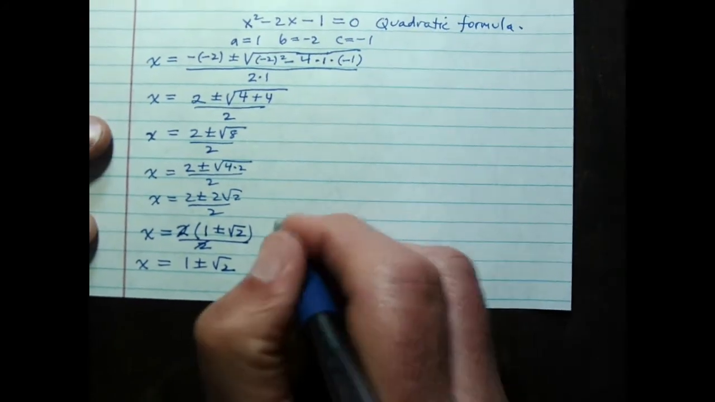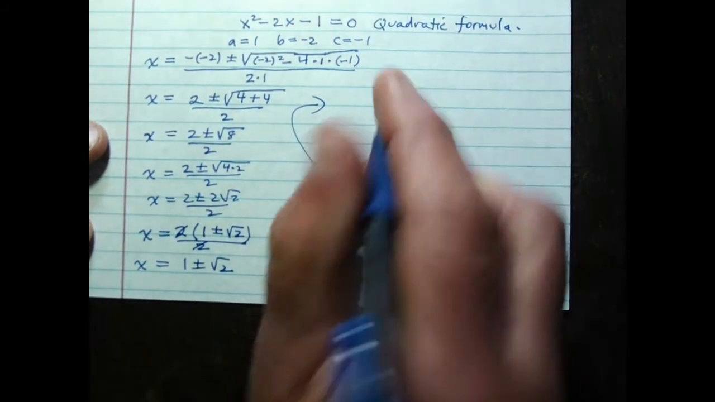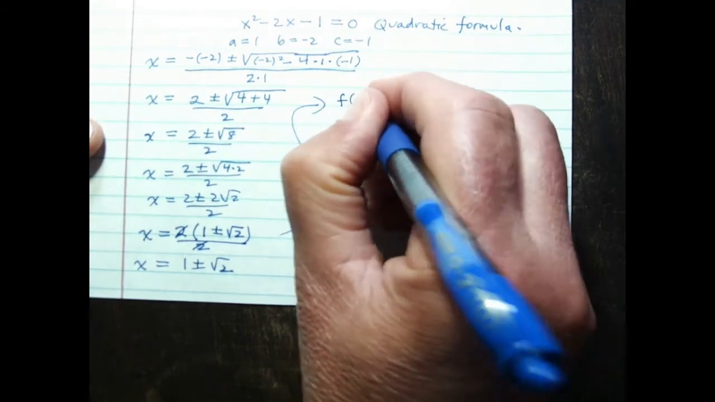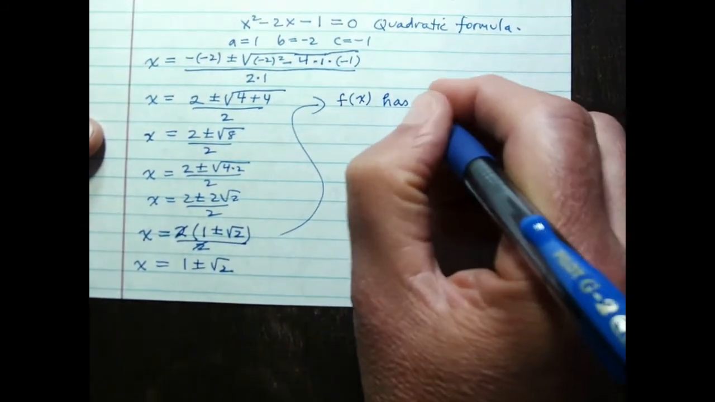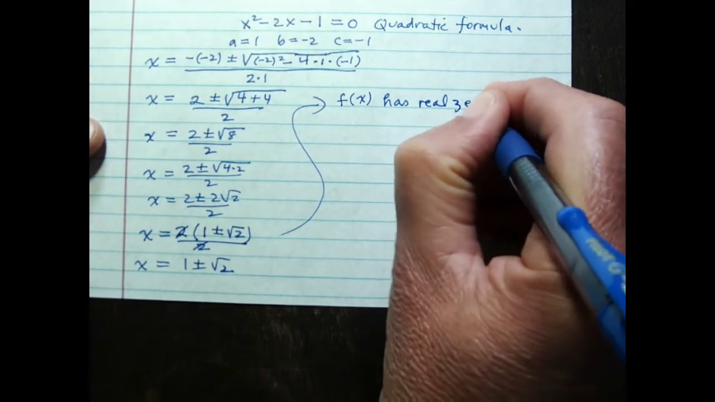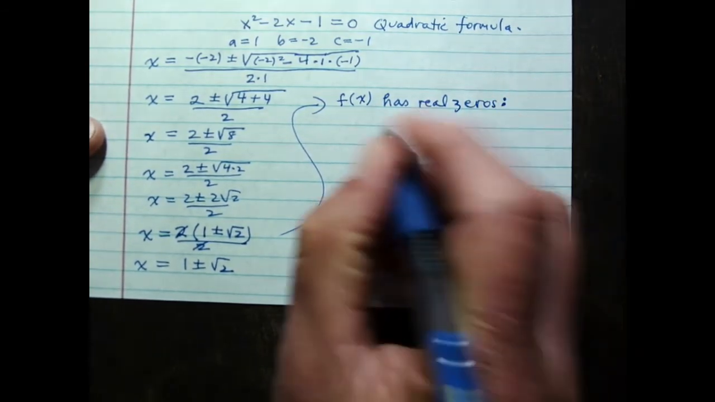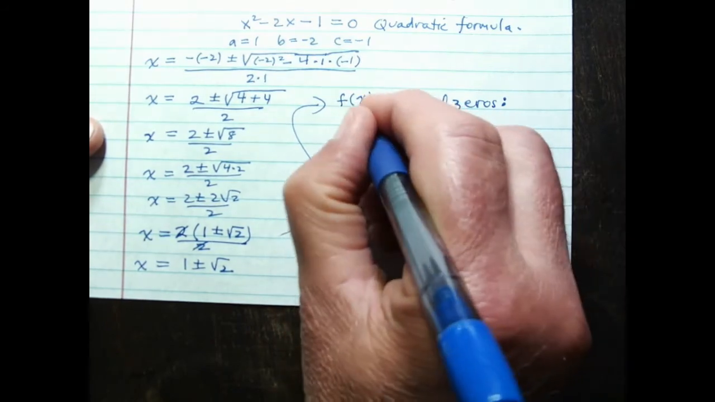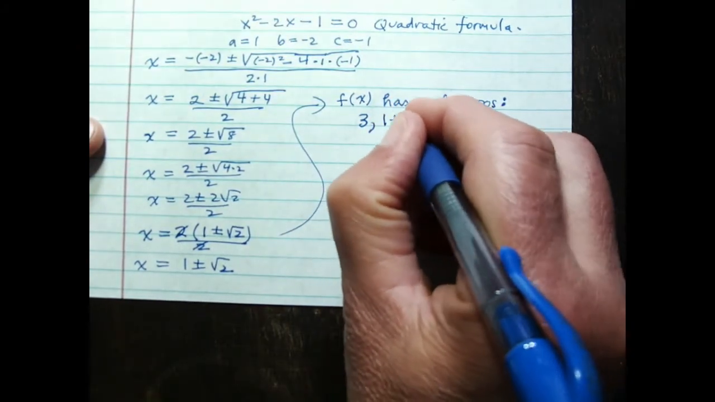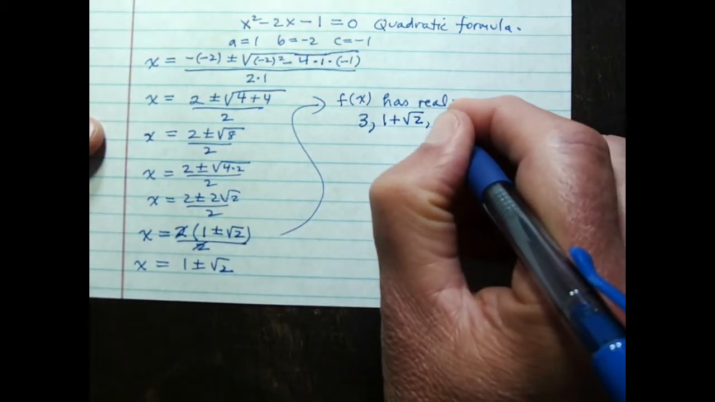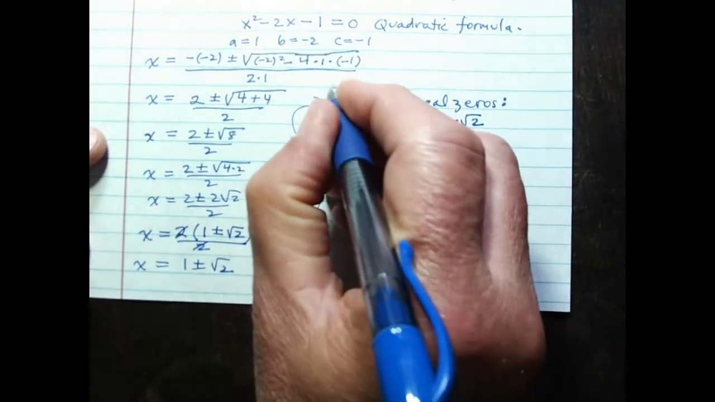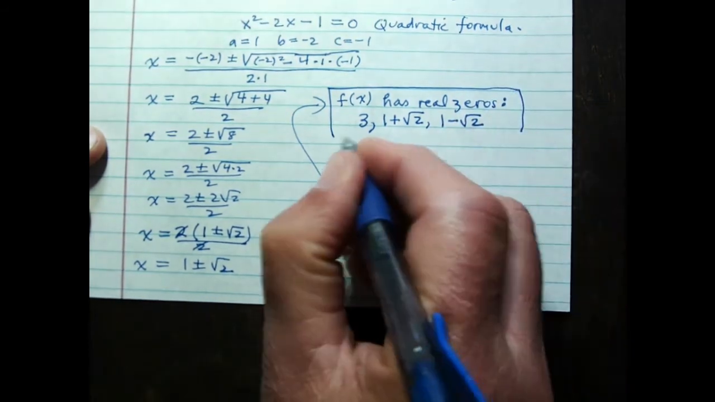So let's see, what can we say here? So in our problem, f of x has real zeros. There are actually 3 of them. So we have 3 was the first one. Don't forget the first one we were given. 1 plus the square root of 2. Also 1 minus the square root of 2. And it was a little tricky finding the second and third.